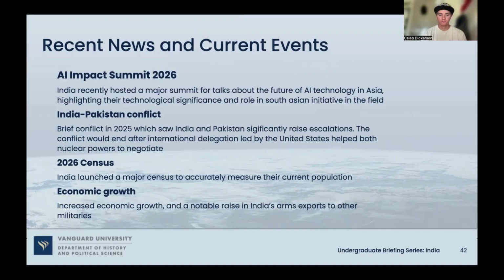But it showed a lot of potential for how both of these nations could easily escalate into a full-blown war based on their past colonial problems and religious differences.